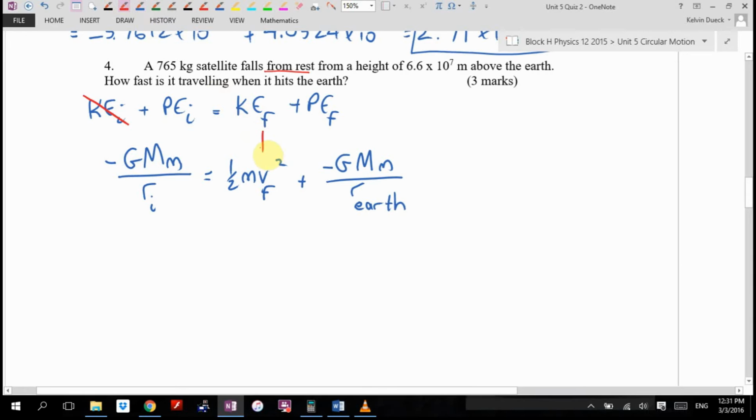I want to find this. Trust me, getting the V by itself, not worth it. What I'm going to do is move this to that side, get an answer over on the left, and then get the V by itself. I'm going to go negative big G, big M, little m, all over R initial, plus big G, big M, little m, all over R final. That equals a half M V final squared.